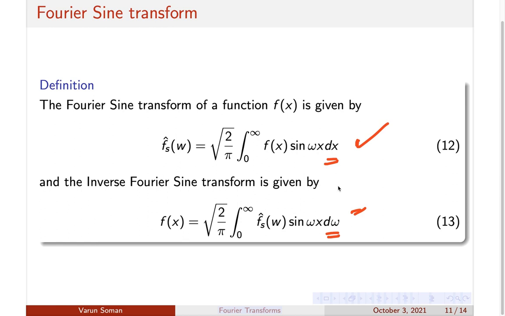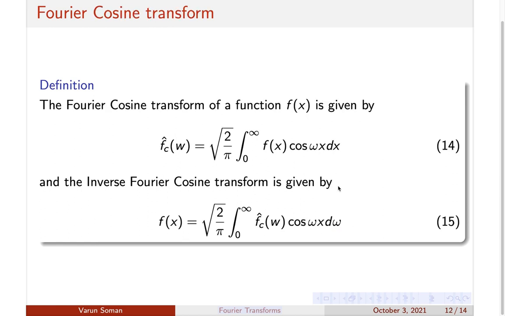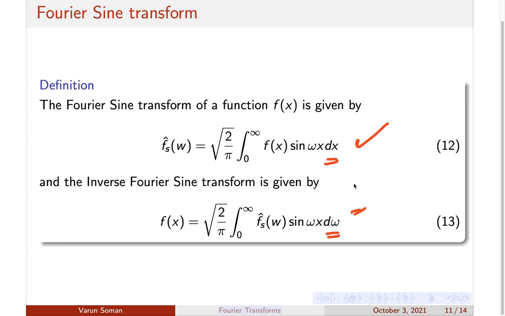And similarly you can define the Fourier cosine transform also. It's the same thing, that is root 2 by pi into f of x into cos omega x dx, and again root 2 by pi into Fc omega into cos omega x d omega. In the examinations they'll ask you to find the Fourier sine transform or the Fourier cosine transform. So just try to study the definition and apply it to the problems. Only that much is there.